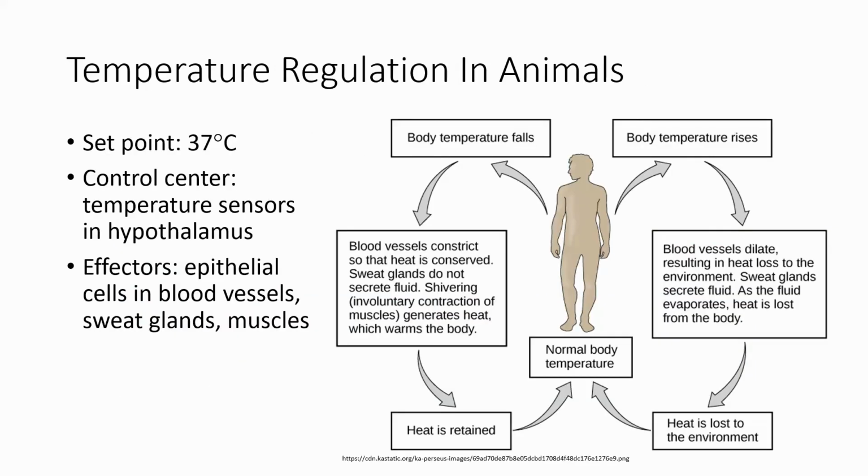Here's an example at the organism level, and it should be a super familiar example. It is temperature regulation. So for humans, our set point is 37 degrees Celsius, otherwise known as 98.6 degrees Fahrenheit. Our control center consists of temperature sensors in the hypothalamus. So if they sense a rise in body temperature, they'll initiate a bunch of responses throughout the body. One of those is your blood vessels dilate, they get larger, and that diverts more blood to the surface of your body, where the heat in your blood can be released into the environment.